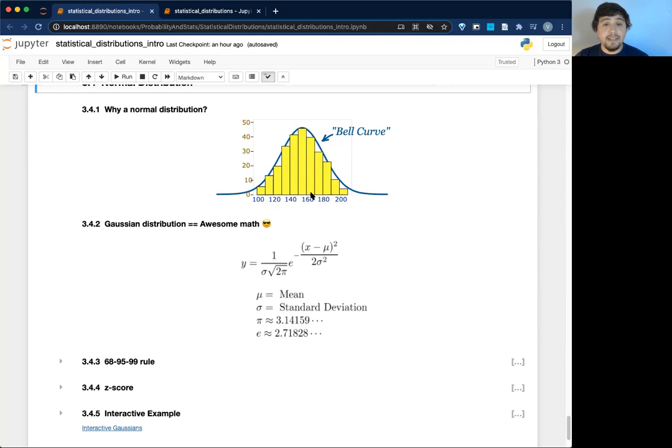So if I say X at 160 and put this value in for this equation, I'd get a Y value that would tell me how high that value should be. And that's what that blue curve is doing here. How do we adjust this? The only two things we change are the mean, which is mu here, and the standard deviation, sigma. We plug those in, and that's specific to our data, to our observations. And now we get a magical normal distribution.